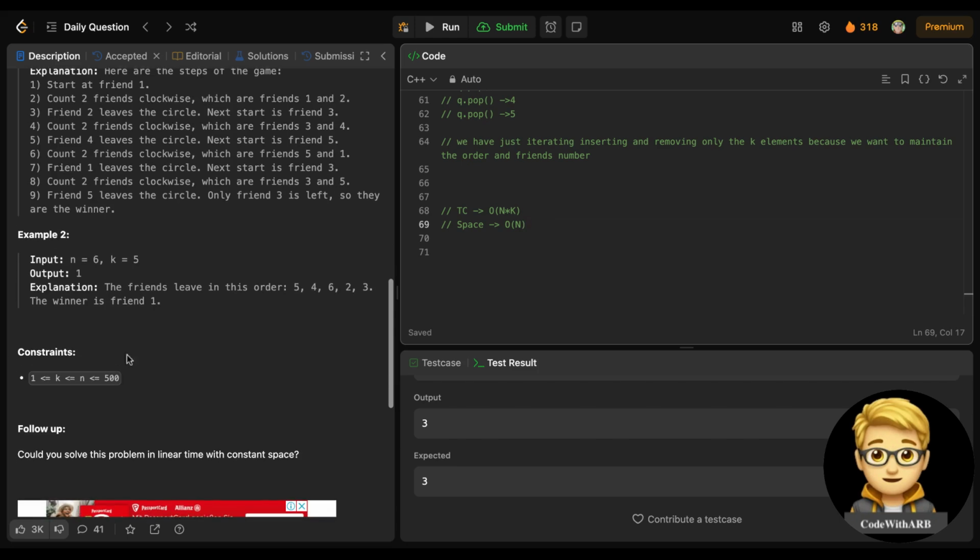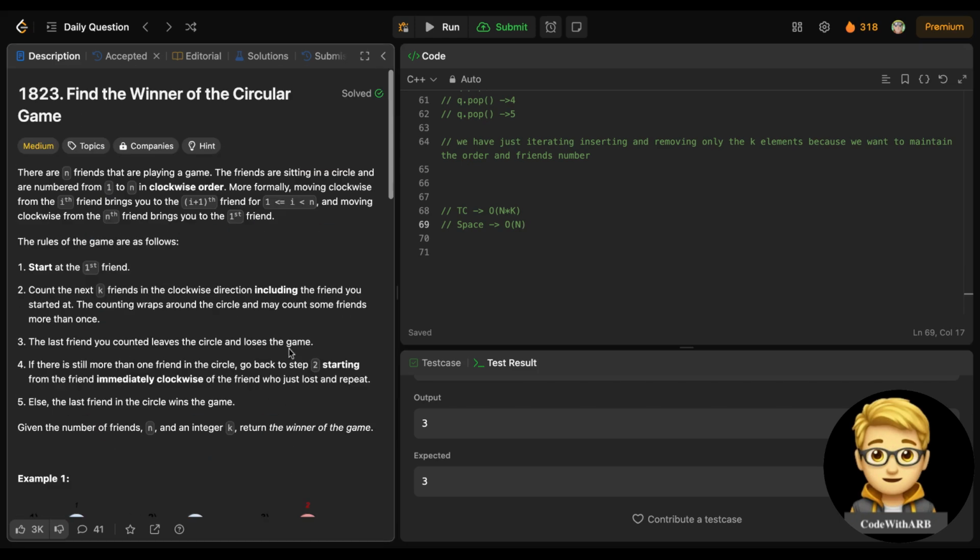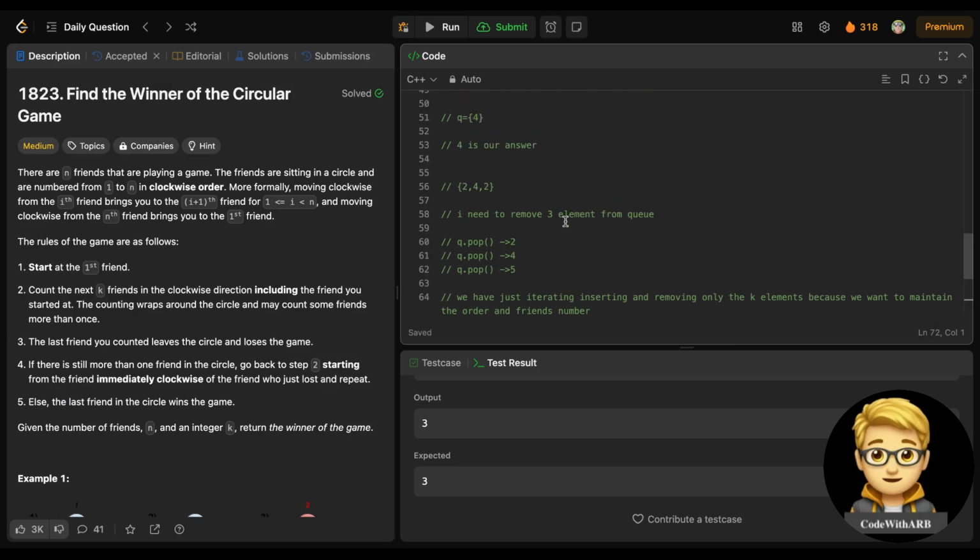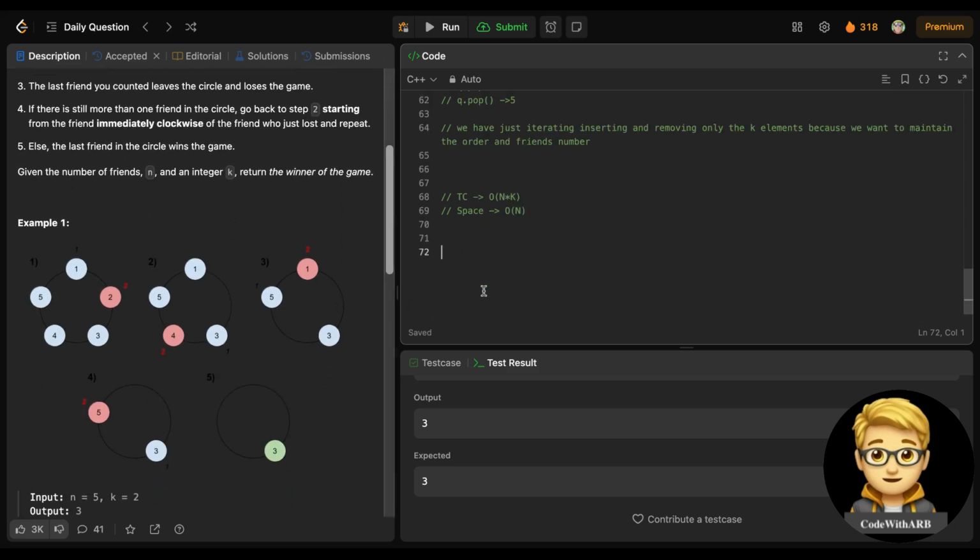there is a follow-up question: whether we can solve this in linear time with constant space. So if we think about what is happening here, when this is given 1 2 3 4 and 5, and a number is removed, suppose this 3 is removed, then all the indices of 4 and 5 get reduced. Suppose before it was 0, 1, 2, 3, and 4. Now it is 0, 1, 2, and 3, right?